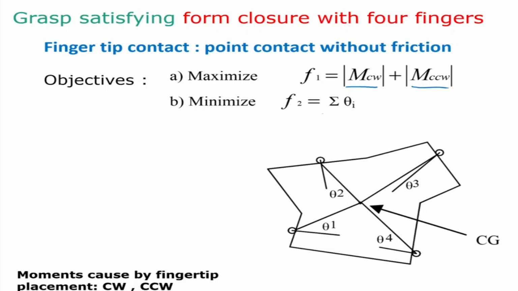Second is we are going to minimize the angle at the center. What is theta? Theta is the angle subtended at the center. So if this is the CG of the object, then this is the angle. If I place a finger here, this is the surface normal. So whatever is that angle, theta 1, theta 3 in this case, I'm going to try and minimize the sigma of it. So in this case, it will be minimization of theta 1 plus theta 2 plus theta 3 plus theta 4. Okay, that is what we are going to minimize here.